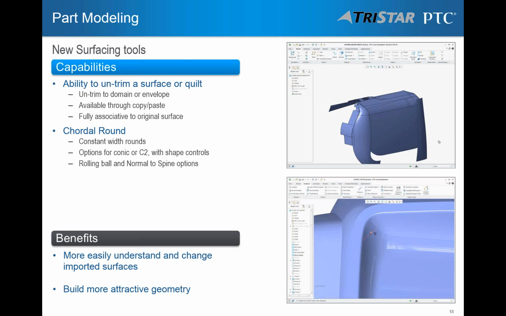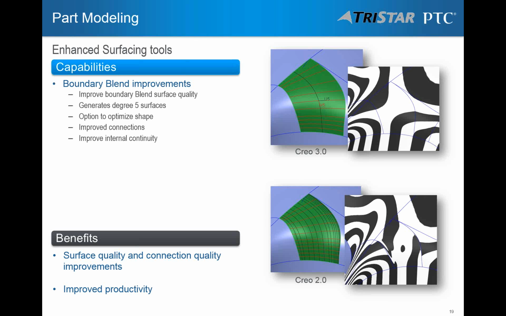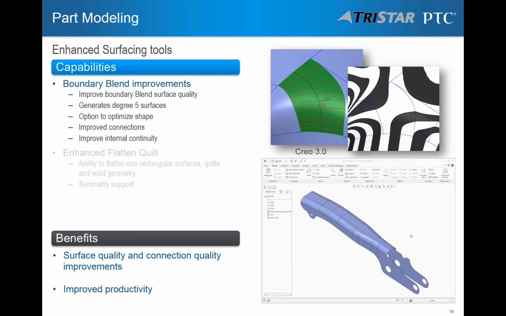Benefits here are it's easier to understand and change the imported surfaces, and the ability to build more attractive geometry with the chordal round. There are some enhancements to some of the surfacing tools. There are improvements to the boundary blend option, the quality of the surfaces, and the degree of the surface that we can create. We have abilities to optimize the shape, improve the connections, as well as improve the internal continuity.